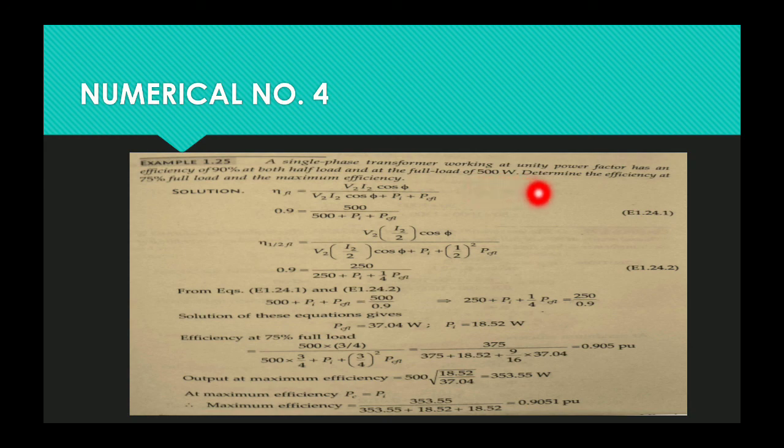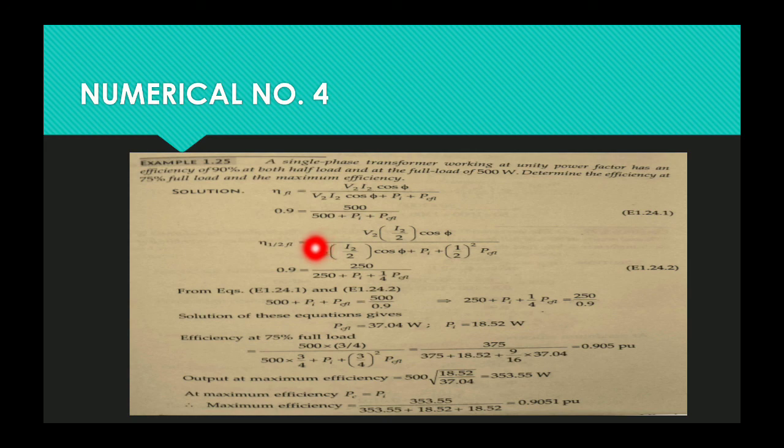Determine the efficiency at 75% and full load and maximum efficiency. Okay, so efficiency equals output by output plus losses, or output by input. We know that input equals output plus losses. So in a transformer, the full load efficiency equals V2I2 cos phi, this is the output, and input equals output plus losses, that means V2I2 cos phi plus iron loss Pi plus full load copper loss.